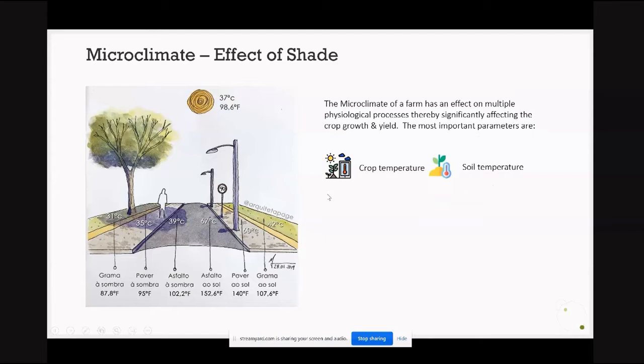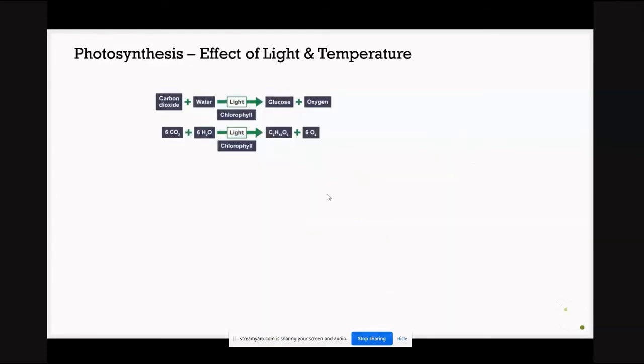Now, the crop temperature and the soil temperature affect many physiological processes associated or responsible for crop growth and yield. Some of these are the rate of photosynthesis, flowering, the nutrient absorption via roots, and the quality of fruits. And this is not an exhaustive list, this is just the main ones. So let's look at photosynthesis in a bit more detail and how light and temperature affect photosynthesis.